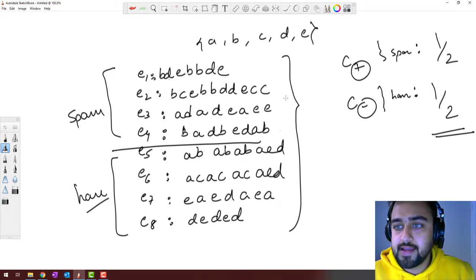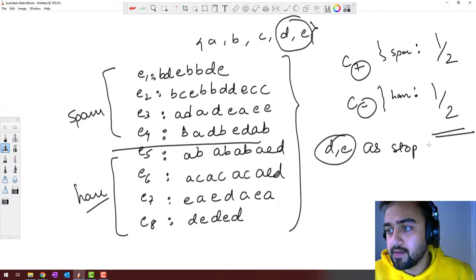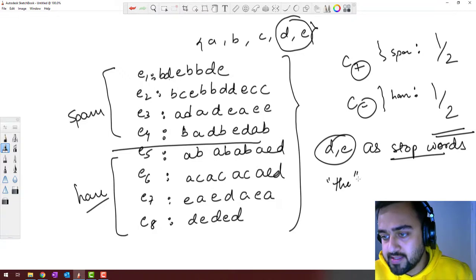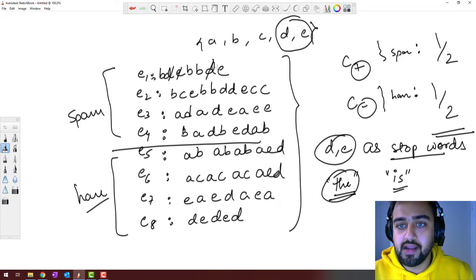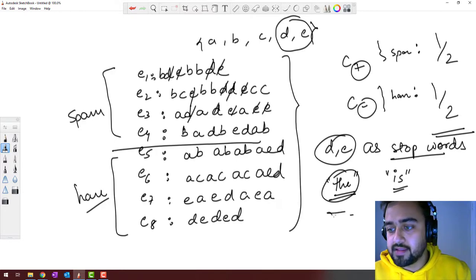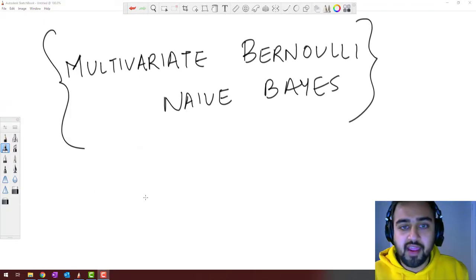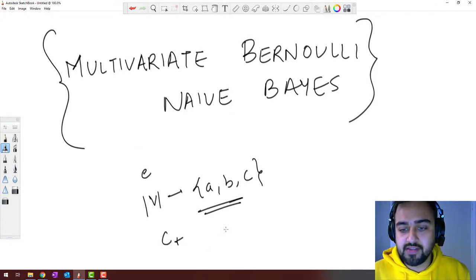Right? Now let's take words D and E as stop words. Stop words as in, you can take them as stop words, or you can take them as the most common words like the, is, which present little to no value to your classification problem. Right? So we ignore these words. So we ignore D and E. We just consider A, B, and C. Right? So on the basis of this concept, I'll explain multivariate and multinomial distributions. And now with the 8 emails, we have described our emails, we have described our vocabulary. Vocabulary is just A, B, and C. We have defined our classes C positive and C negative.